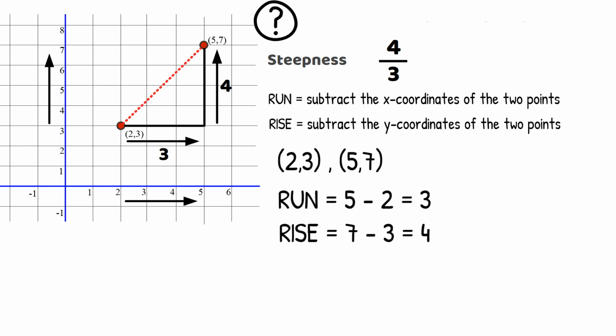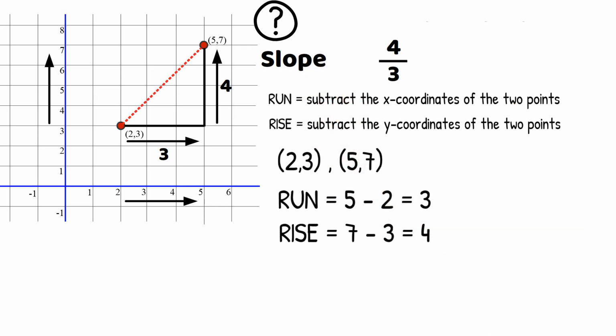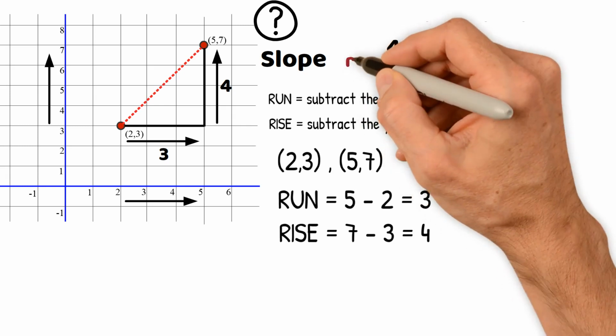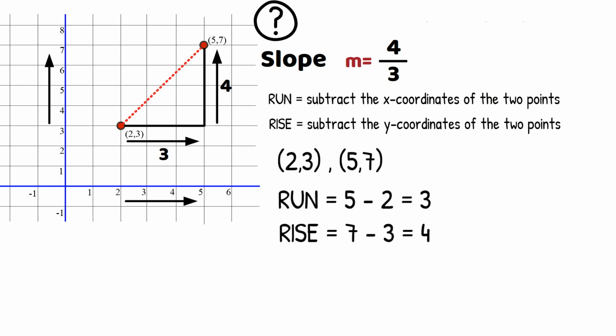In math, instead of using the word steepness, we use the word slope. In our example above, the slope of the line is 4 divided by 3, or 4/3, or 1 1/3. Another piece of notation is that the standard is to use the letter m to represent the slope of the line. The general formula goes as follows.